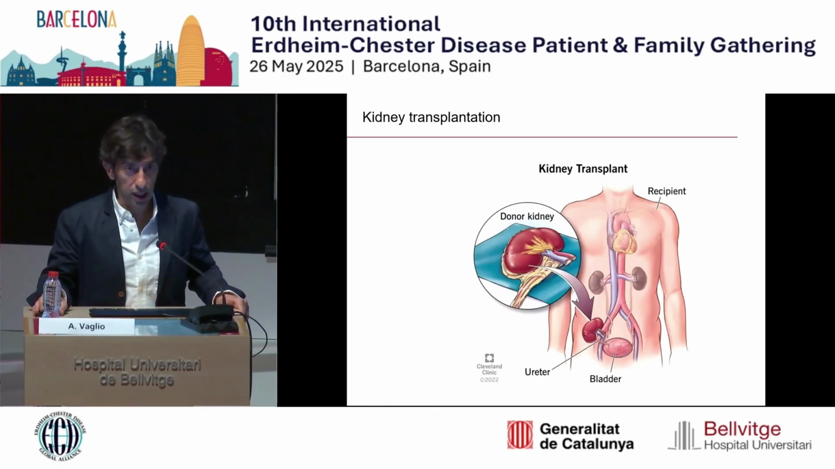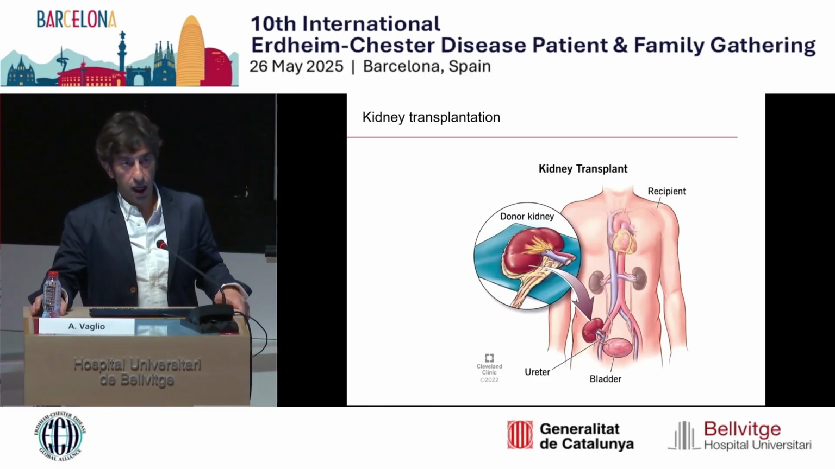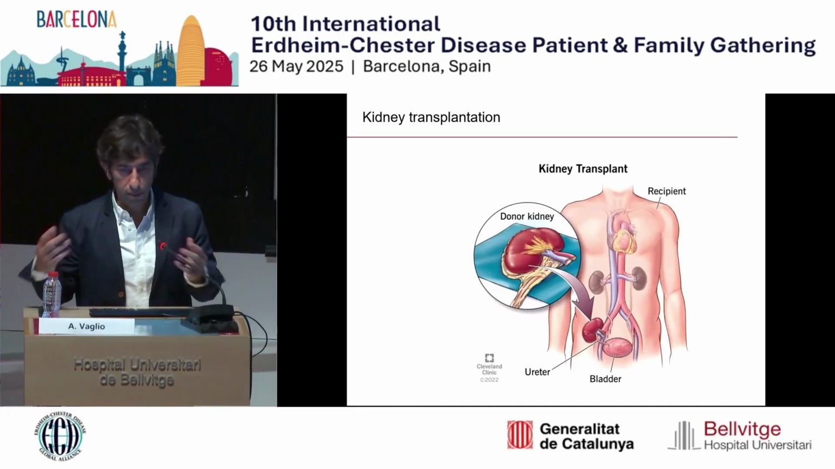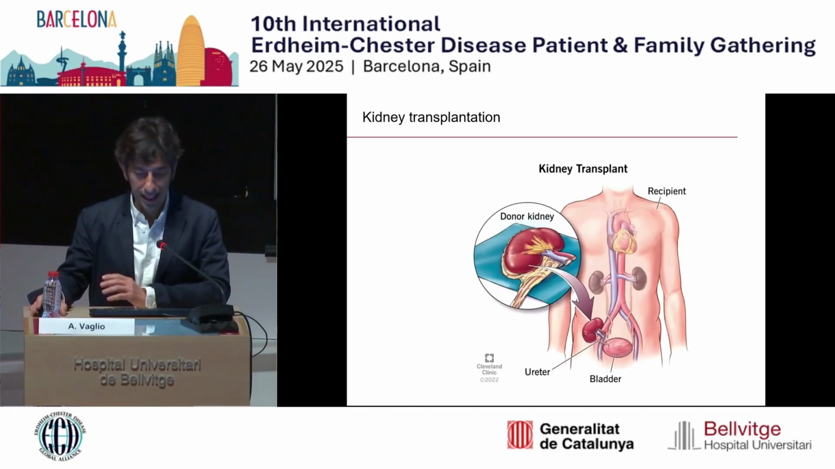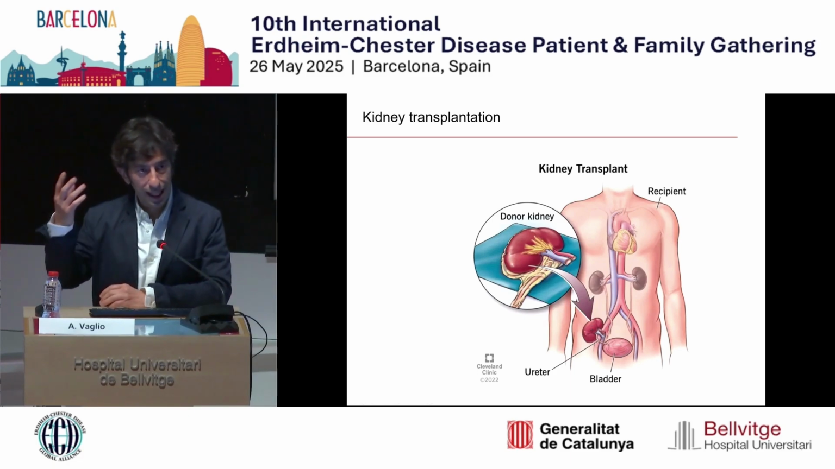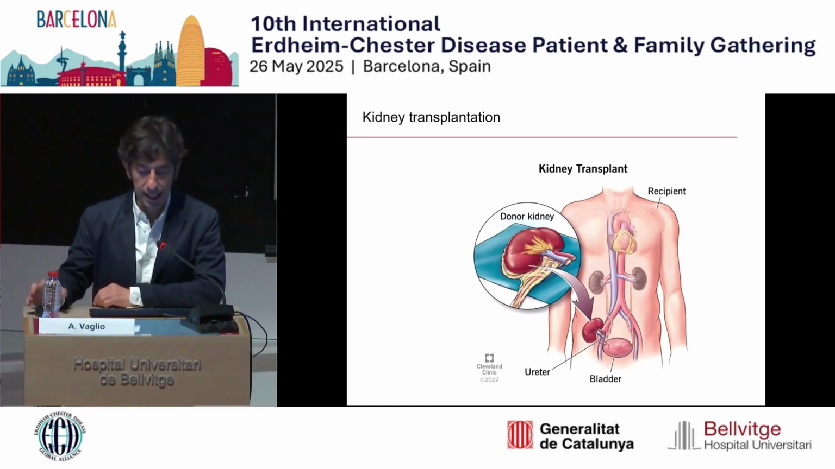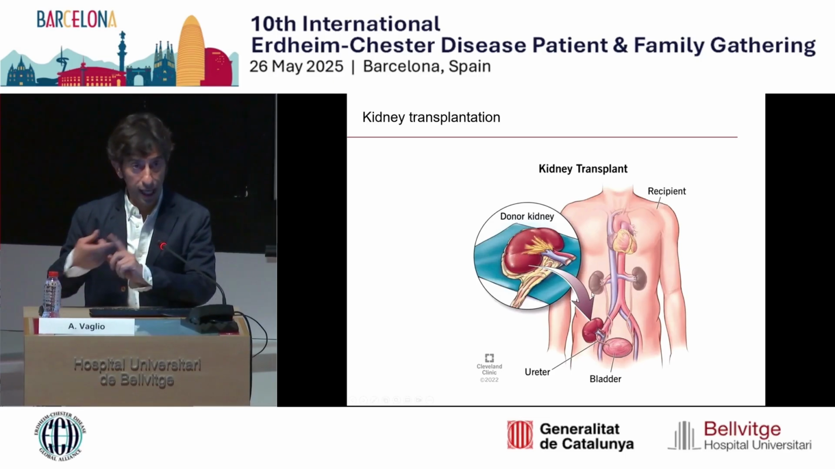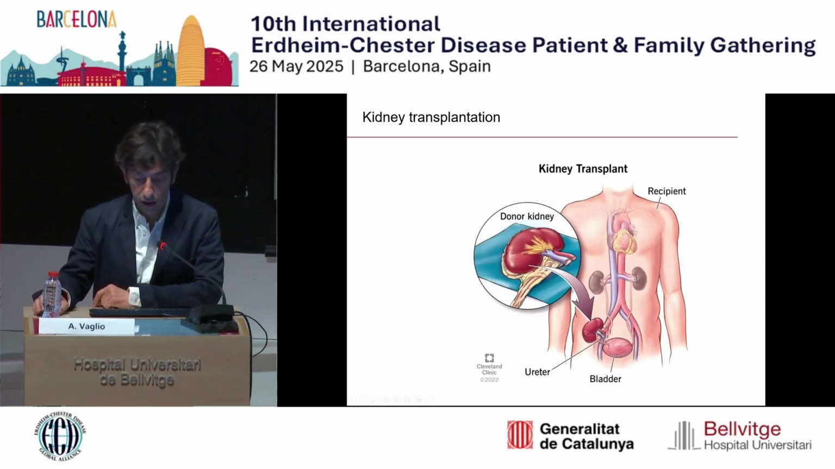We can also do kidney transplantation. This is a long procedure. I'm not going to go through this in detail, but you have to know that the kidney you transplant is placed in an extra-retroperitoneal position, so apparently it should not be attacked by the disease. And the transplanted ureter is connected to the bladder, and the transplanted renal artery and renal vein are connected to the external iliac artery and vein.